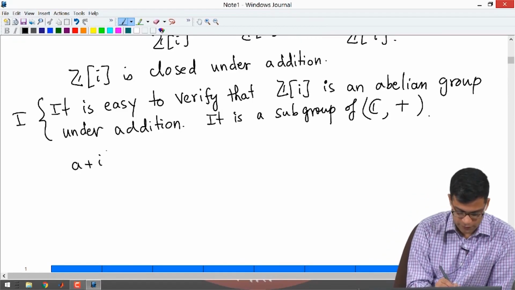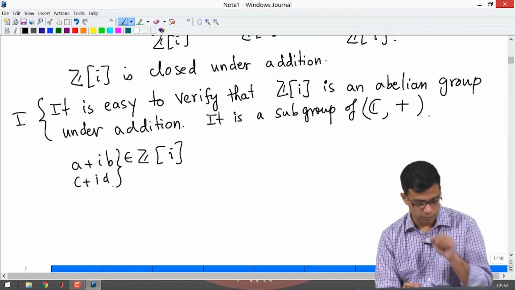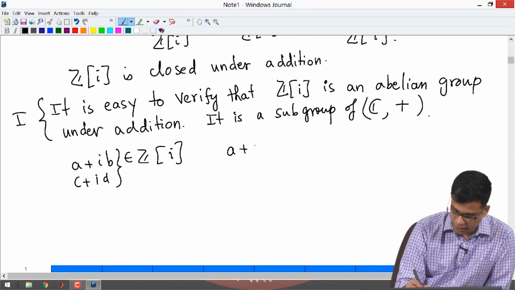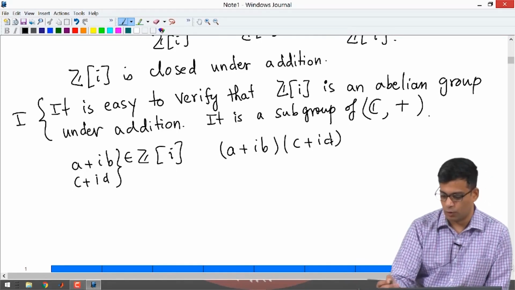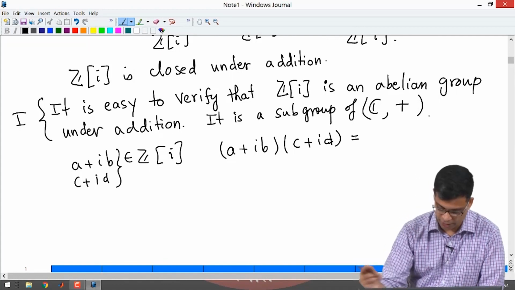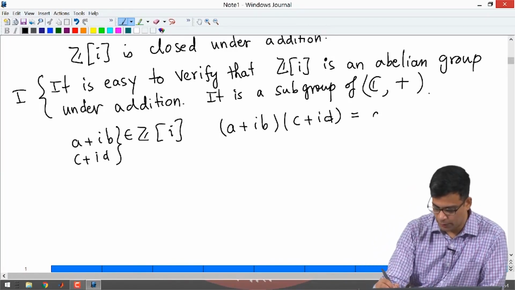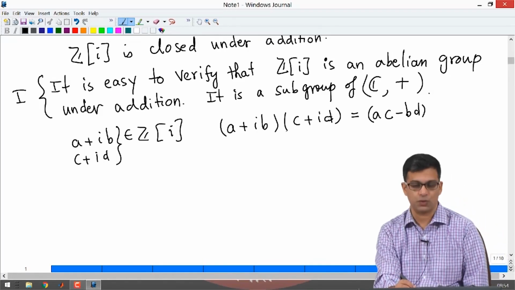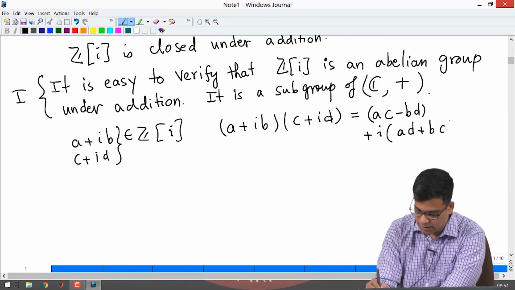So, let us choose two elements of Zi. Let us say a plus ib, c plus id are inside Zi. Let me remind you, that means a and b are integers, c and d are integers. If you multiply them, just thinking of them as complex numbers, what would you get? What is a plus ib times c plus id? This is the usual multiplication, you will get ac minus bd, because i squared is minus 1. So, that will be the real part, plus i times ad plus bc.